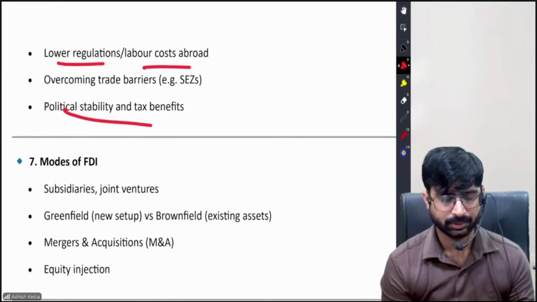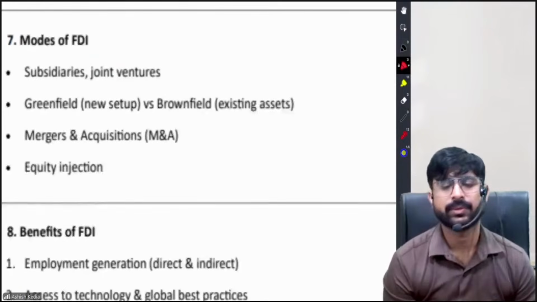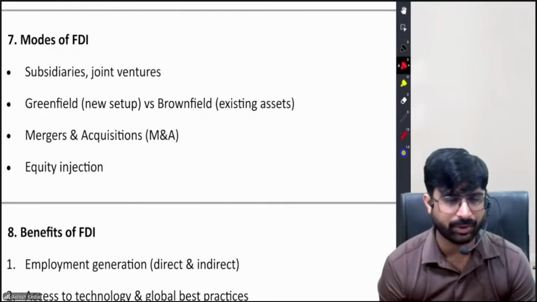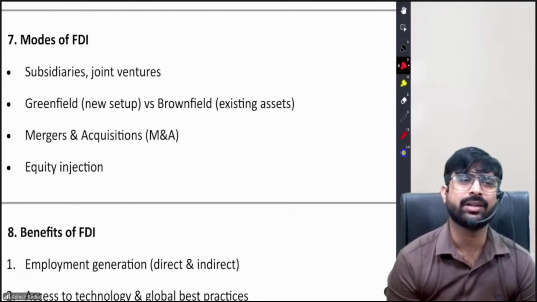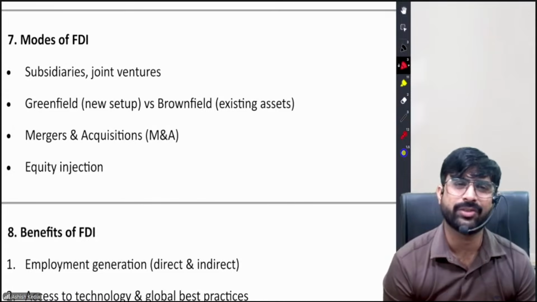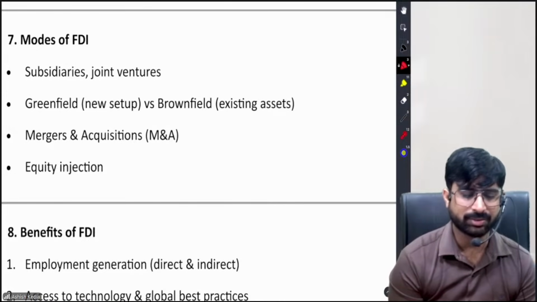Now, how do you open FDI? How do you set up your own FDI? FDI is foreign direct investment. All of us understand this, right? So, how do you set up your own FDI unit? Students, it's very easy.